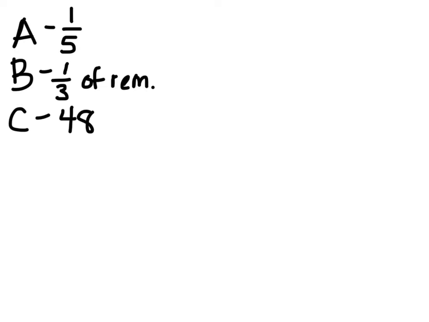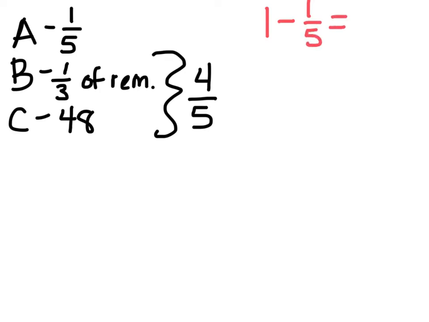So the first thing we'll do is work from what we know to what we don't know. We know that Ben spent 1/5 of his time on part A. That means that he spent 4/5 of the test time on part B and part C. I get that 4/5 from taking 1, which represents our total time, and subtracting away 1/5, which is the time he spent on A, leaving us 4/5 of the time to be spent on B and C.